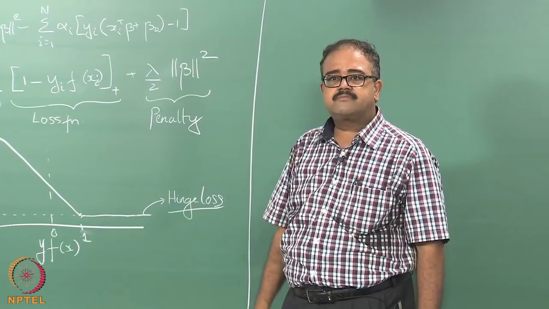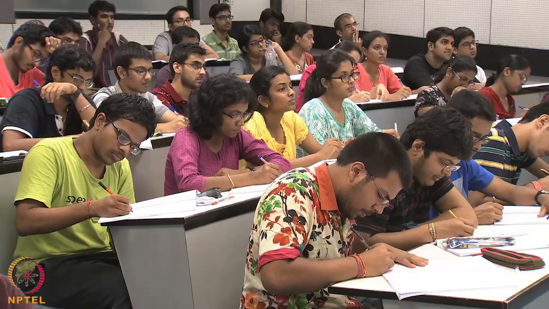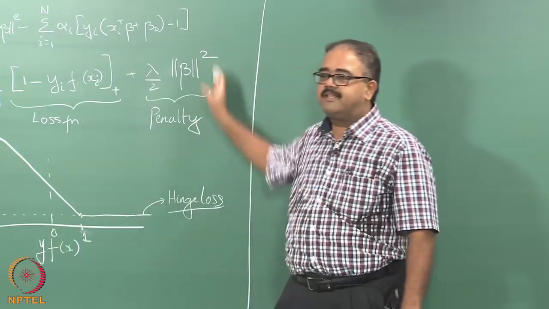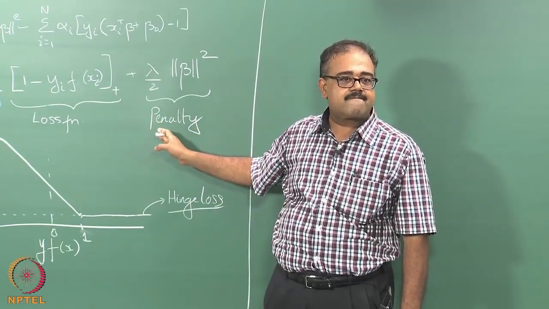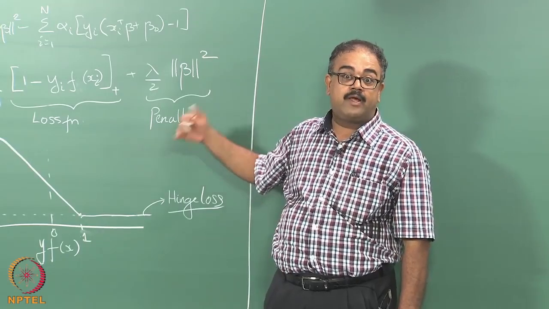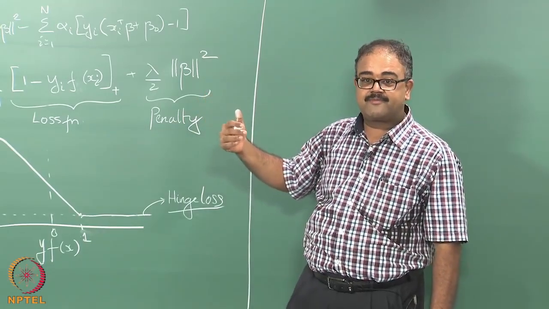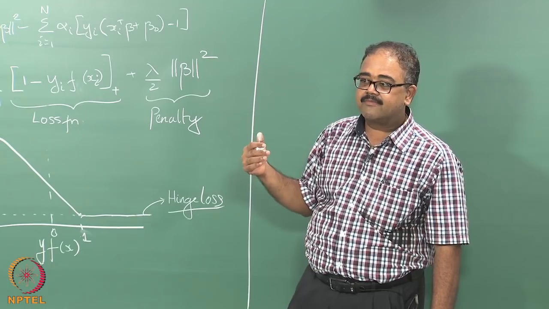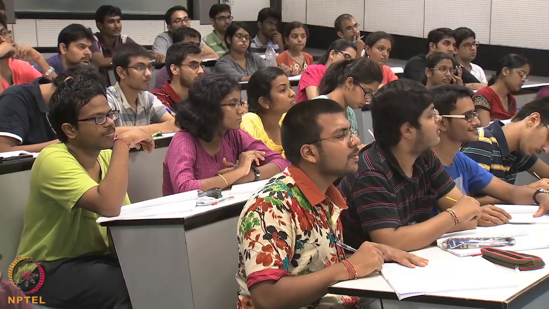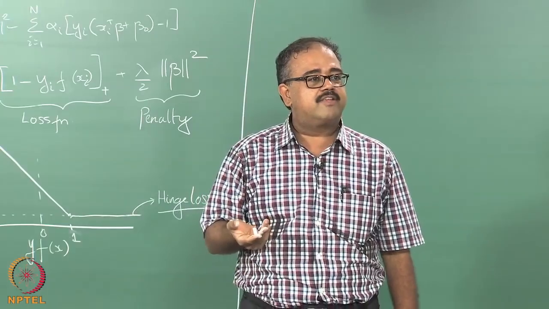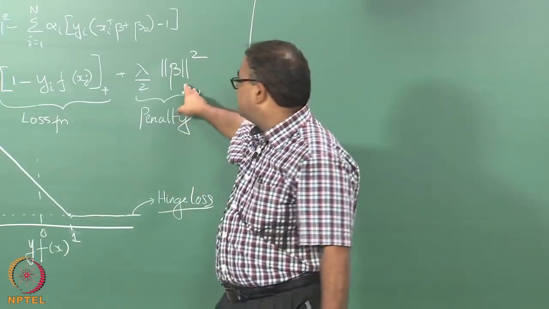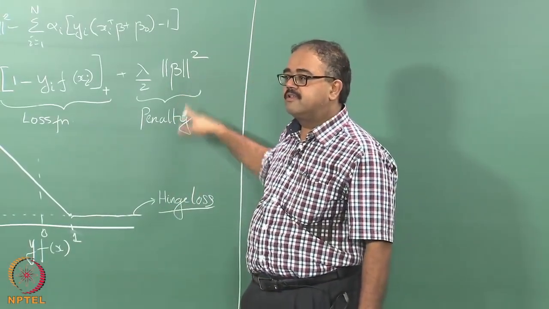Does it make sense? Now we can ask interesting questions like, if I replace this with some other norm penalty, what will happen? Can you do L1 regularized SVMs? No, that was regression. L1 regularized regression was lasso. Can you do lasso-like regularization for SVMs? So instead of beta squared, if you put beta, what happens?